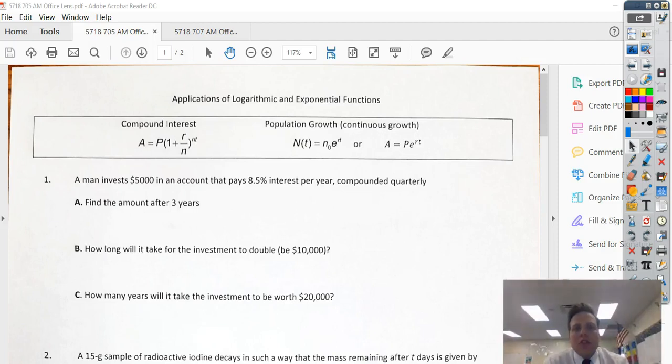Hey guys, we're just going to do something we've already kind of done, but we're going to look at it in a slightly different manner. Basically, we're going to do applications of log and exponential functions. And here are the basic formulas that you're going to need, okay?